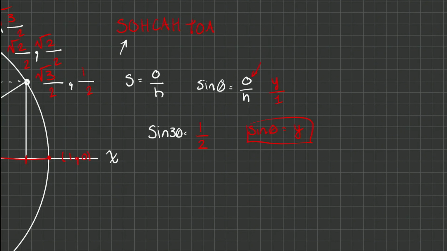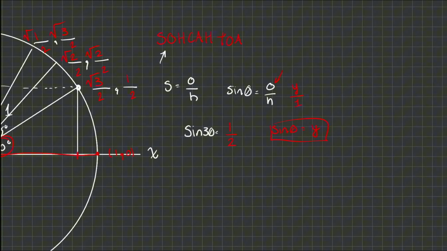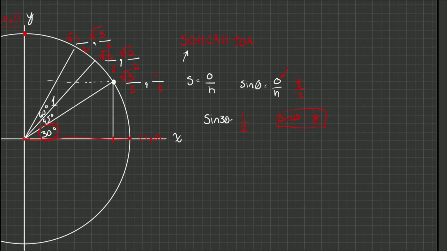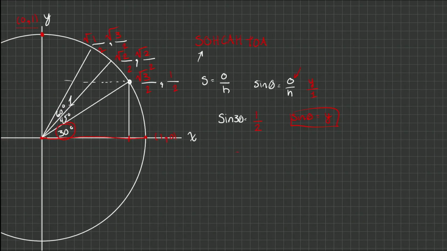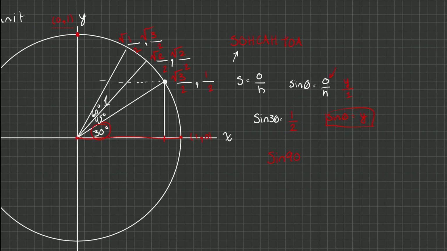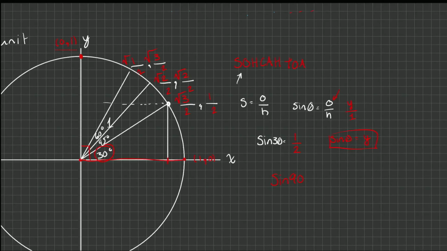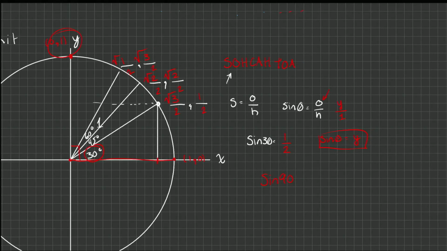If you're looking for sine of any angle in the unit circle, all you got to look at is the y value. So let's take a look at this. So let's say we were looking for sine of 90. Sine of 90. So 90 degrees is formed over here. And we're looking at this coordinate point, 0, 1.